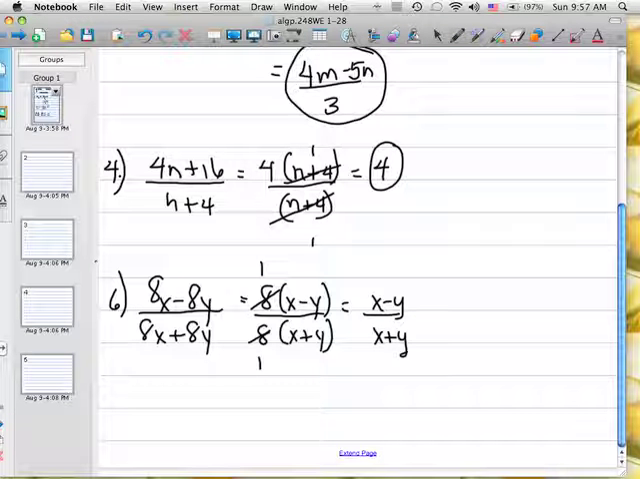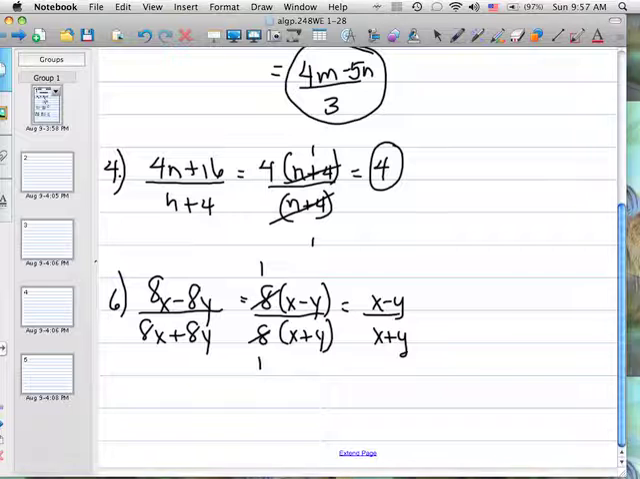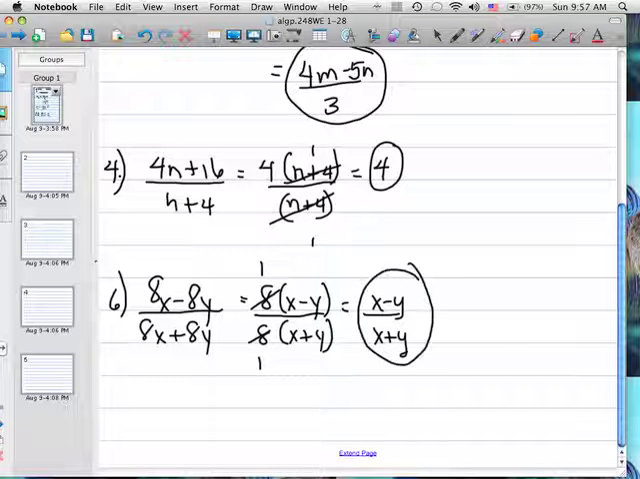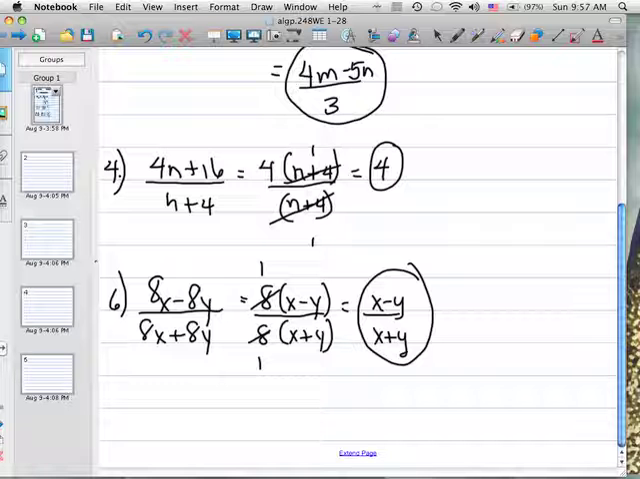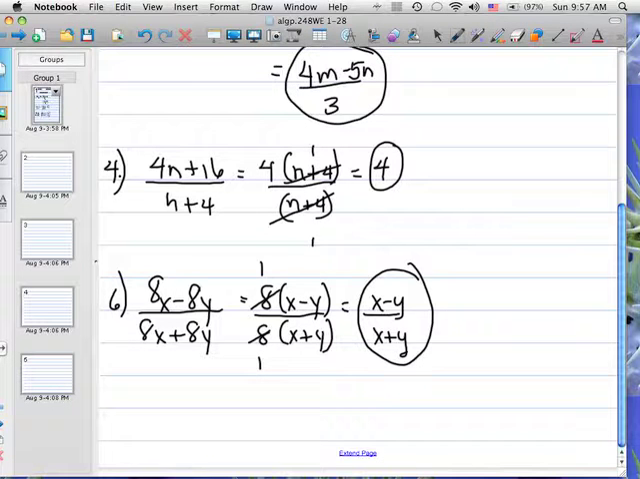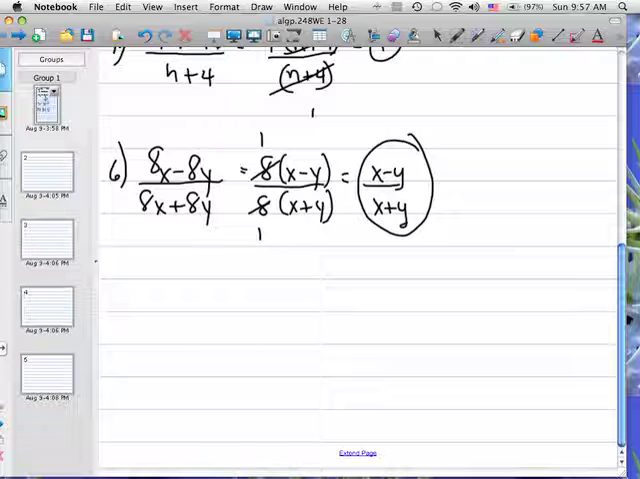And I'm dropping the parentheses, but it doesn't mean I can cancel anything because there isn't any multiplication. So that's it. And the restriction on this would be that x and y could not add up to 0 because you can't divide by 0. That's what they're talking about.